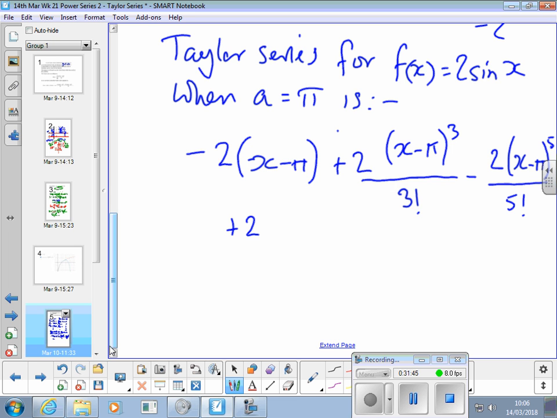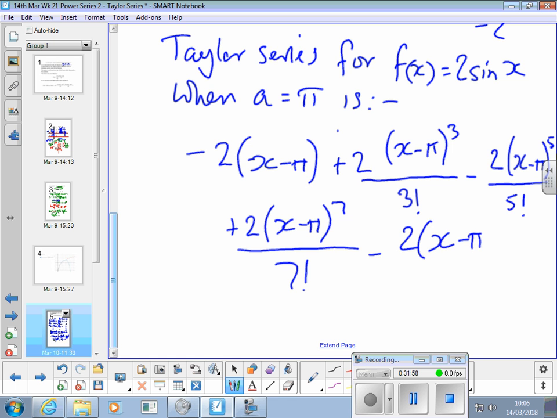+2 x minus pi to the power 7 over 7 factorial. -2 x minus pi to the 9 over 9 factorial. So every odd term is there for that sine function.